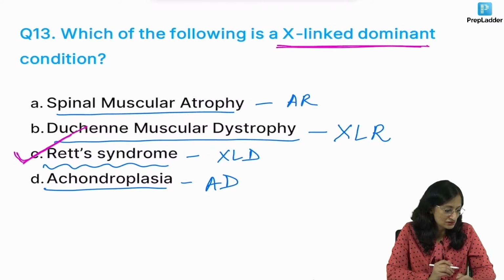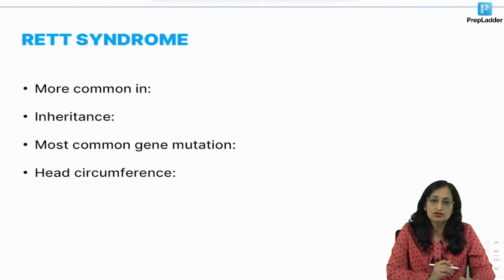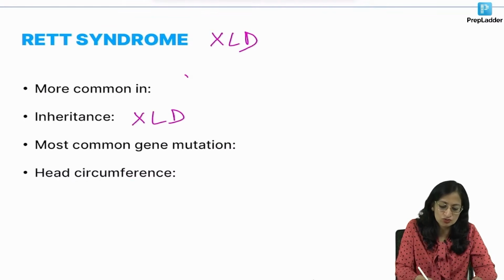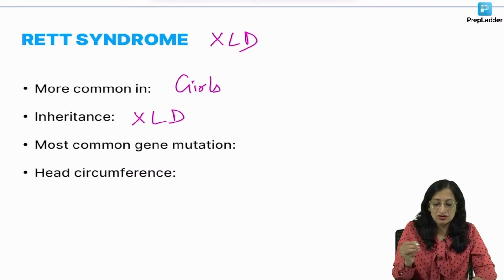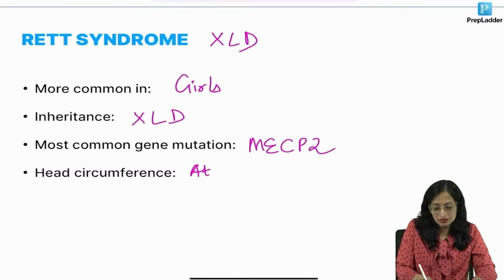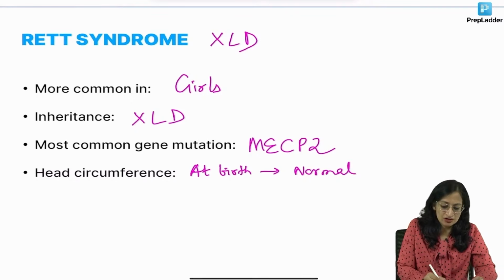So Rett syndrome, we said it is X-linked dominant inheritance, so it is more common in girls. Lots of gene mutations are known; the most common one is MECP2. What happens to the head circumference? At birth, the head circumference in these individuals is normal. But slowly there is deceleration of head growth and there is acquired microcephaly.